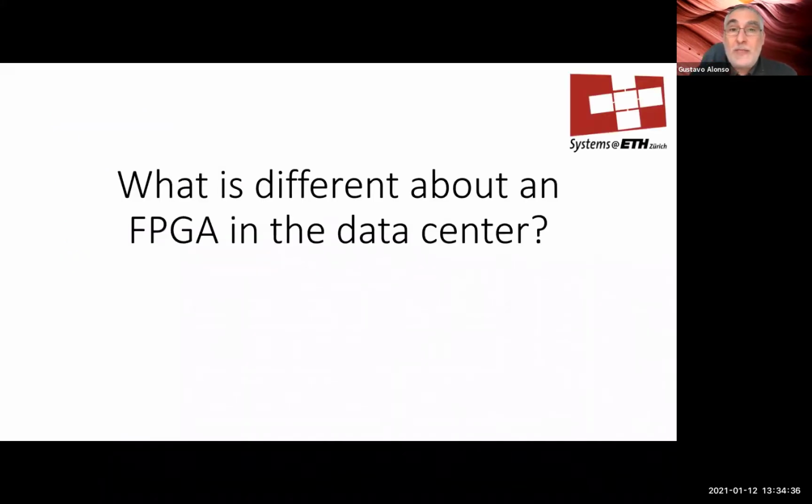So let's start with the following question. What is different about an FPGA in the data center? In a data center, by now, you have CPUs, you have different types of CPUs, you have GPUs, you have TPUs, which are the tensor processing units that Google has. So you have SmartNICs. There is a slew of hardware floating around, and it's becoming increasingly more complicated.